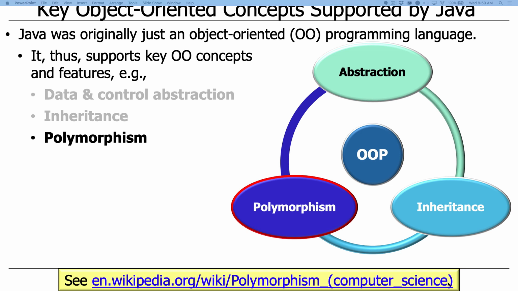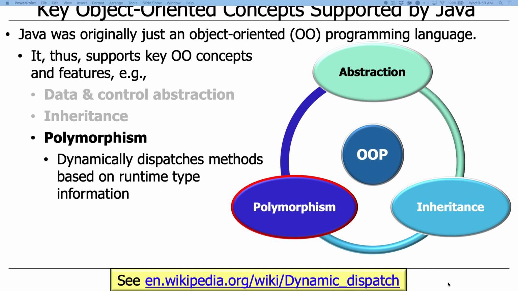And then the third key feature is polymorphism, which is a fancy term that means many forms or many shapes. And this is done in languages like Java and C++ and C# and so on, and Python, by something called virtual methods that allows the runtime system to dynamically dispatch the appropriate method in a hierarchy that is inherited based on the runtime type of the object that invokes the method. So this is a core part of object-oriented programming. I'll show you some examples.